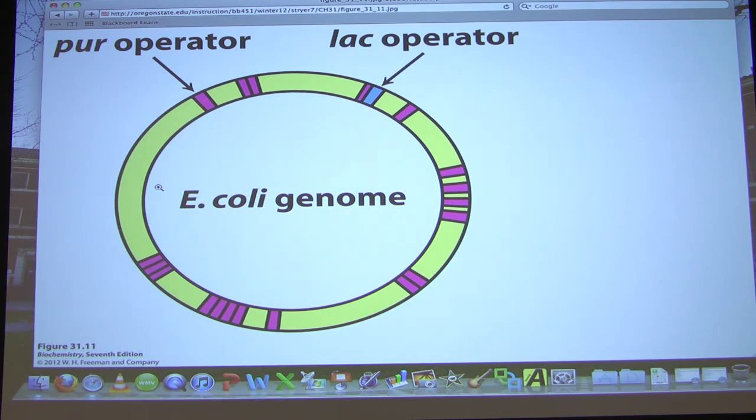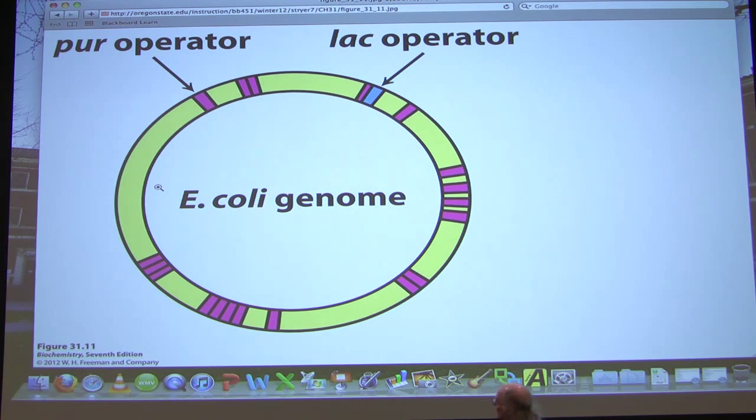Here's a promoter that is necessary for making purines. That's why it's called the PUR operator. We see that promoter appearing in a variety of places. Why would we see one promoter appearing in a variety of places and another promoter only appearing in one place? The answer is the need to coordinate things. If I'm going to make purines, it might take a bunch of different genes in different places on the chromosome to be made.